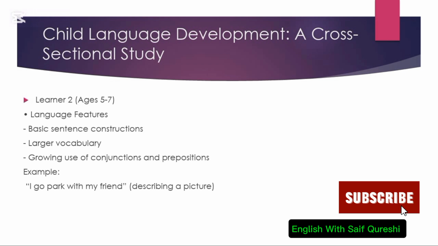For example, here is a sentence written describing a picture: I go park with my friend. I go park with my friend. So in this sentence, we can note that there is a basic sentence construction, and the next thing is a larger vocabulary, and the next point is that there is a growing use of conjunction and preposition as well.